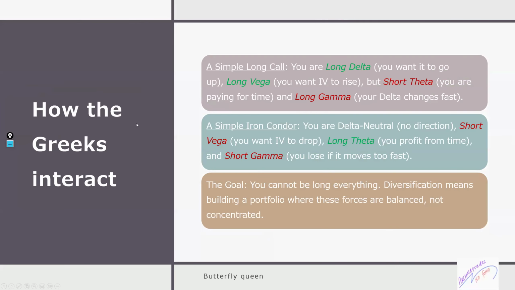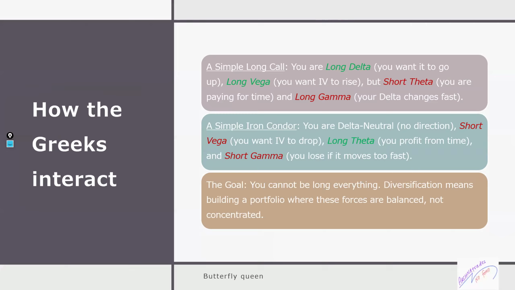How do these Greeks interact with each other? A simple long call, you are long delta. What does long mean? Delta is the direction.